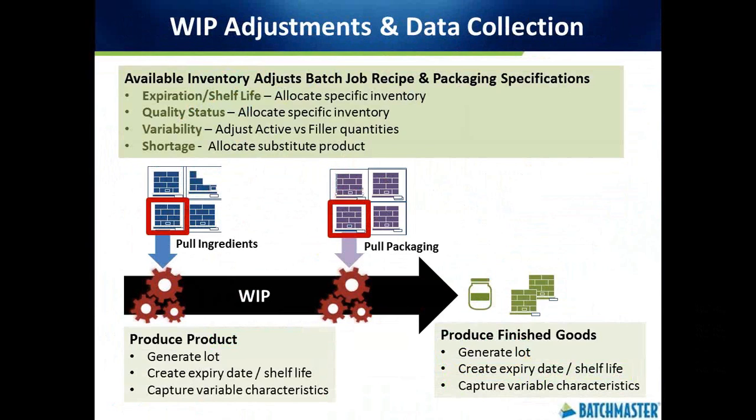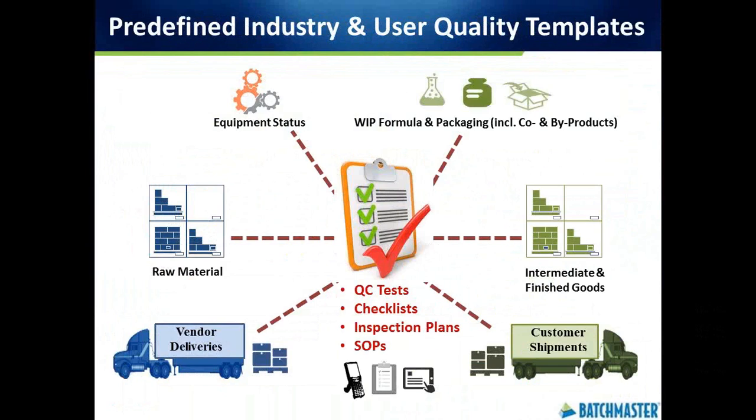And once allocated, the ingredients or packaging are pulled into WIP, and then our system can generate lot numbers, create the expiration date, shelf life, and capture all the variability characteristics for your intermediates, your co-products, your byproducts, and of course your finished goods.